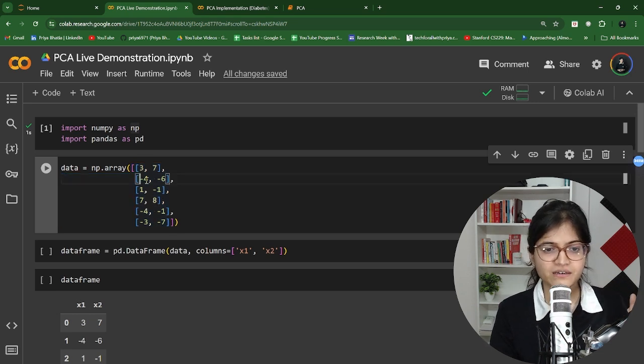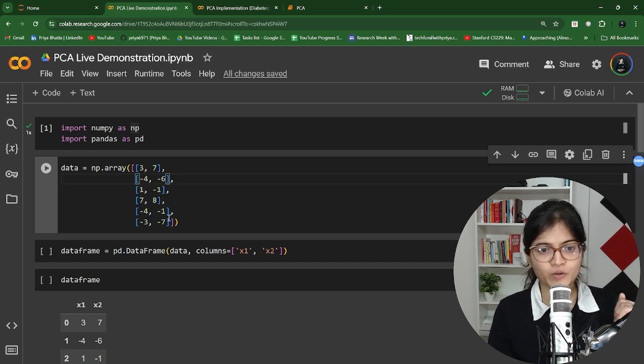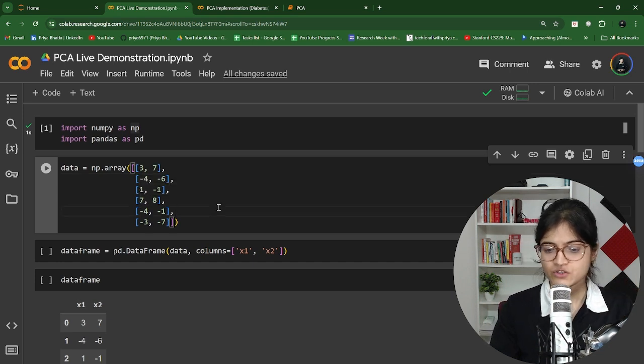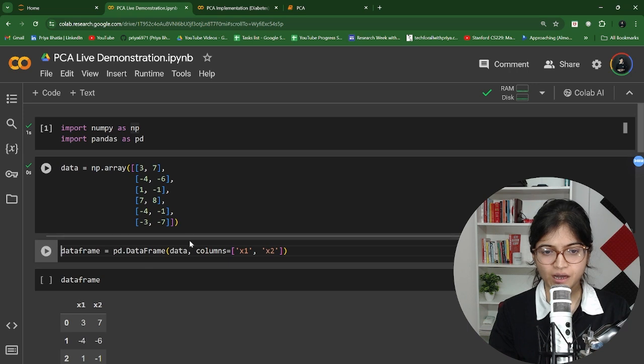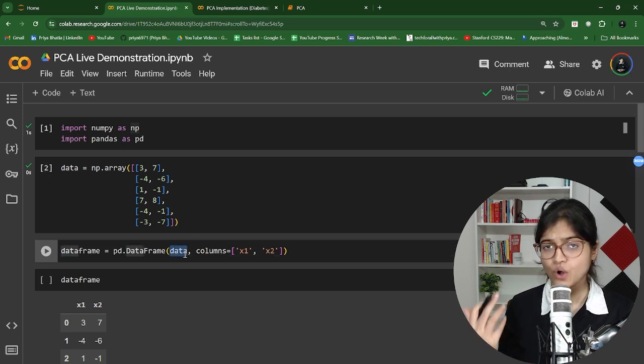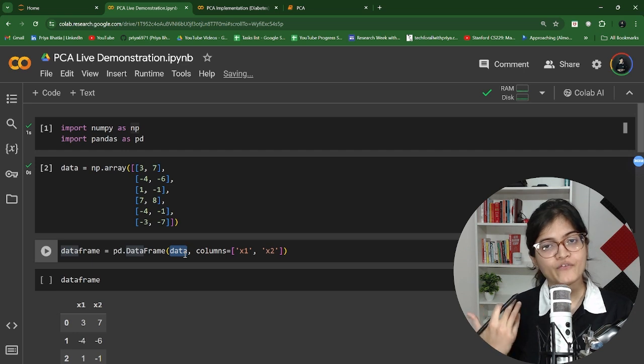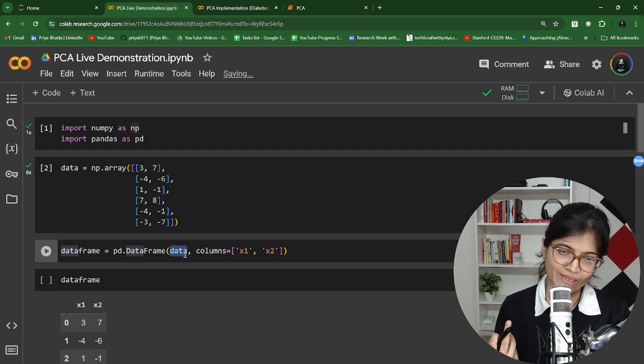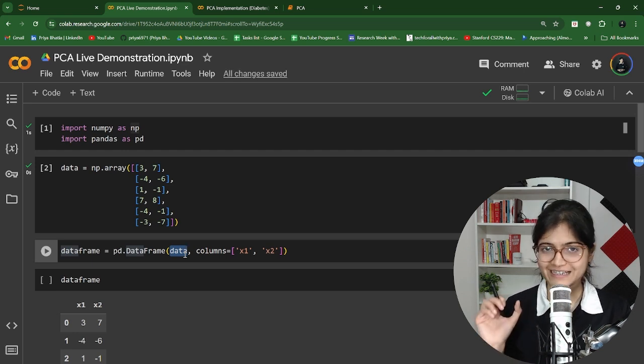Values are 3, 7, minus 4, minus 6, 1, minus 1, 7, 8, minus 4, minus 1, and minus 3, minus 7. So this array we have created now. What we are doing is we are trying to create a data frame of that array, because you all know that whatever functions we have, whatever computations we can do on top of this data itself.